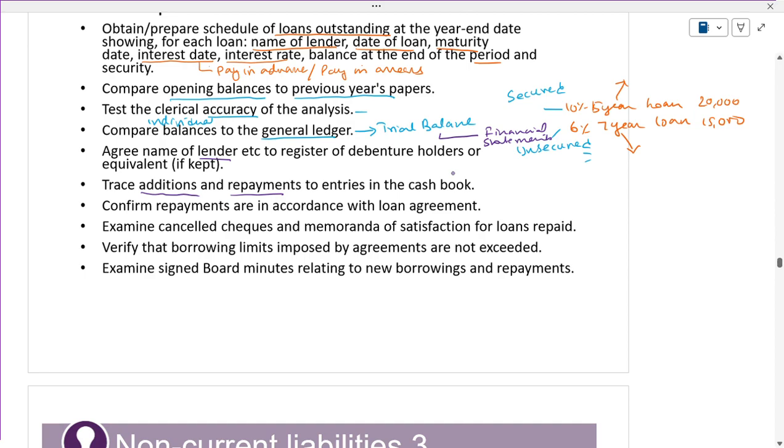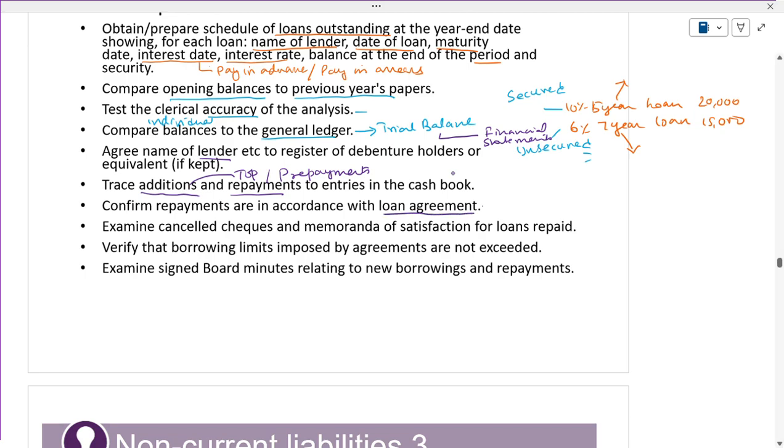Any additions or prepayments. If any loans have been added to the existing loan, any top up, any prepayments where you have paid something in advance, any settlements, you have to be very sure. Confirm repayments in accordance with the loan agreement.